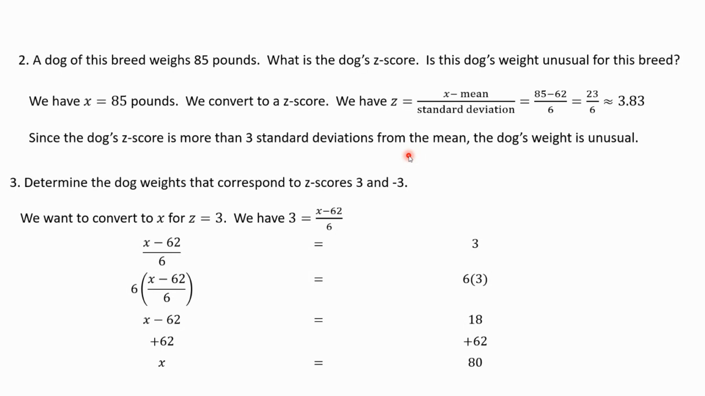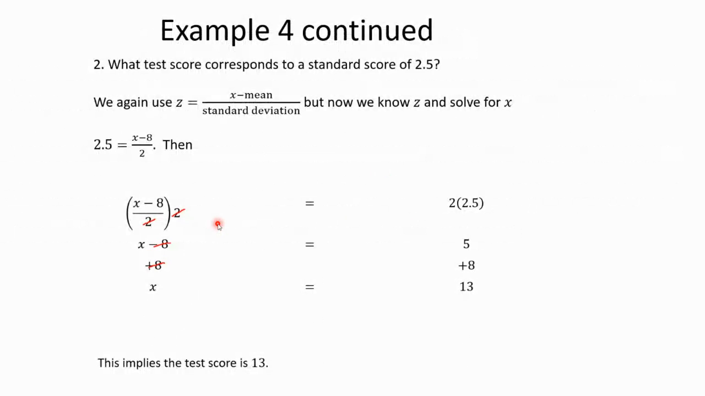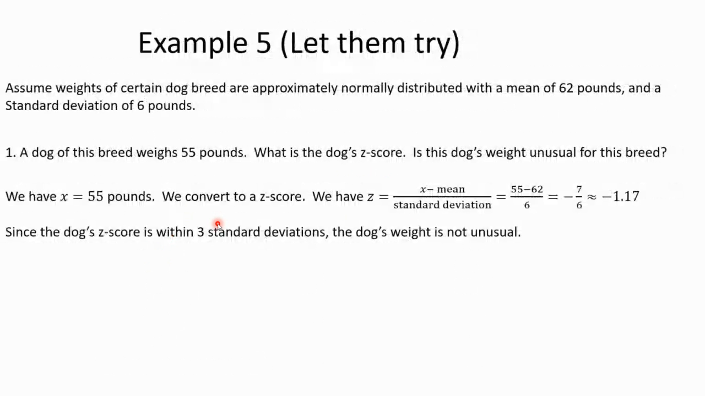Okay. Now, what about this? We want the data values that correspond to z-scores of 3 and -3. Well, this is actually good because this is basically telling us if a dog weighs more than this or less than this, then the dog's weight is unusual. So for 3, it's really just like what we saw before, from this slide. It's the same. We're given the z-score, and we want the data value.